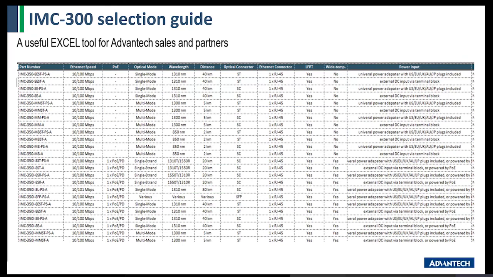This is a list of part numbers for IMC 350 series based on their specific fiber cable types, and all models are link fault pass-through supported with options for extended temperature. This selection table can be found in the product datasheet, which can be downloaded from the Advantech website. As I mentioned earlier, apart from standalone compact media converters, we also offer a variety of SFP, the fiber pluggable transceivers as well. So let's move on to the fiber pluggable SFP.